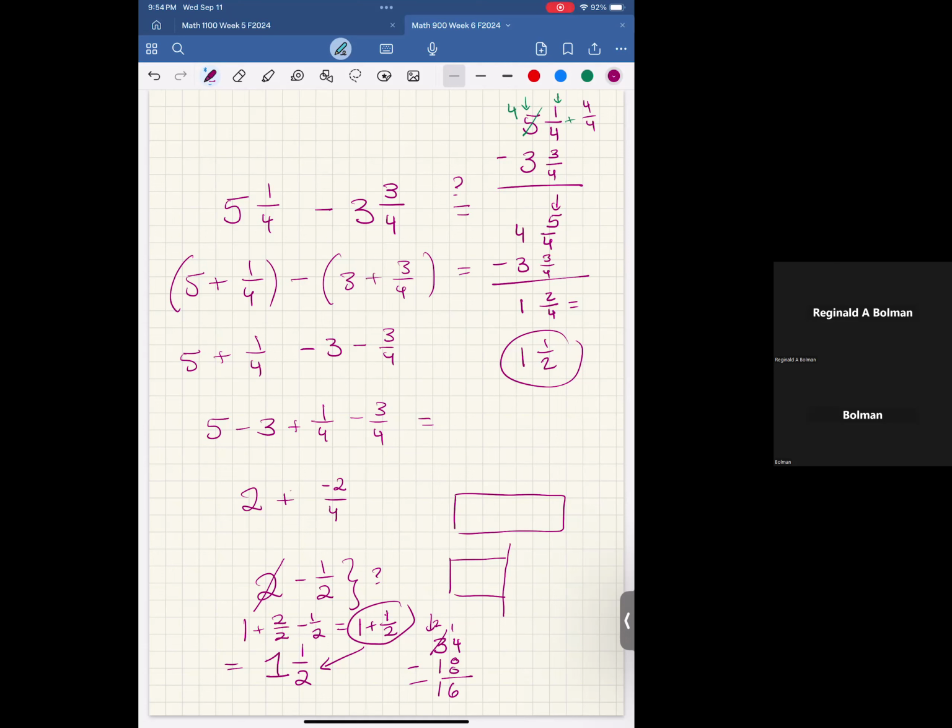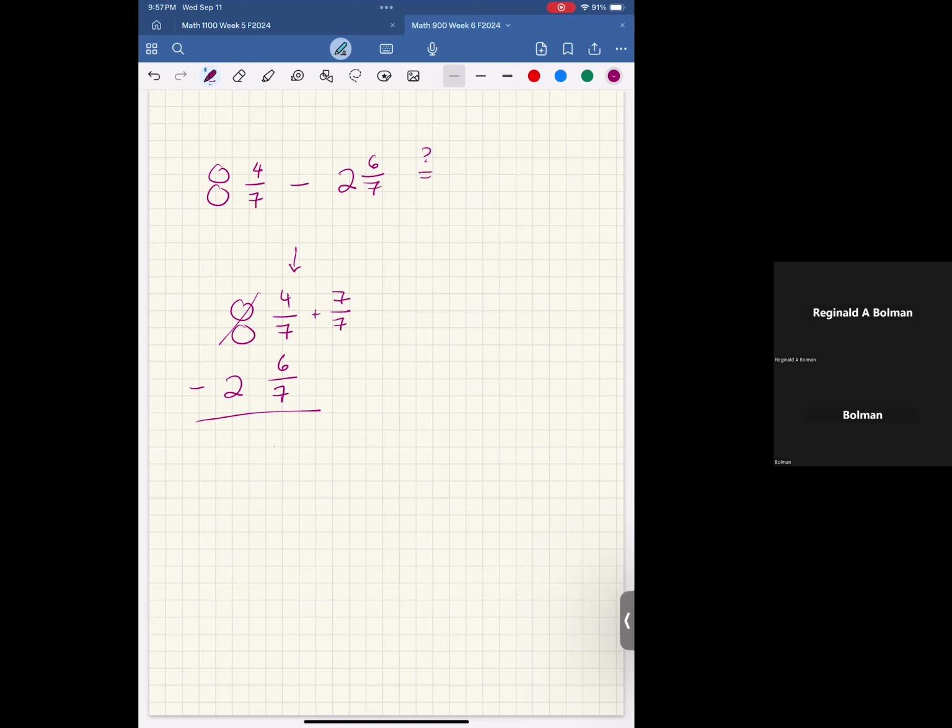Since your fraction is denominated in sevenths, you're going to need to add a 7/7 to the 4/7. 7 plus 4 gives you 11, so now you've got 11/7, and when you borrowed a 1 from the 8, that becomes a 7. So you've got 7 and 11/7 minus 2 and 6/7. 7 minus 2 gives you 5. 11 minus 6 should give you 5. And the 7 in the denominator remains unchanged.